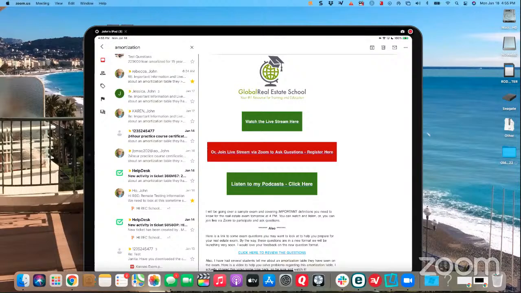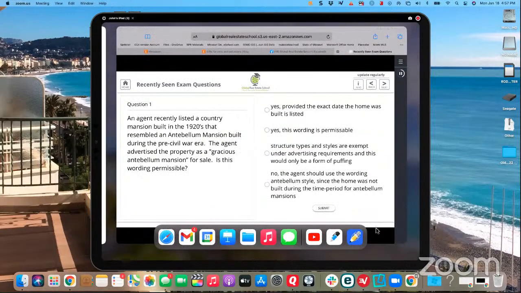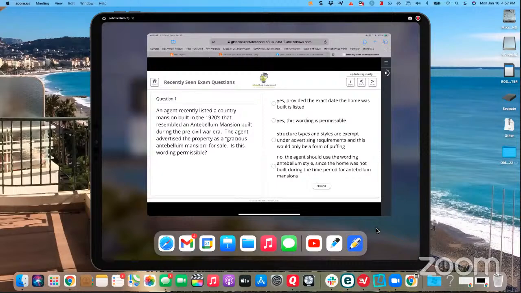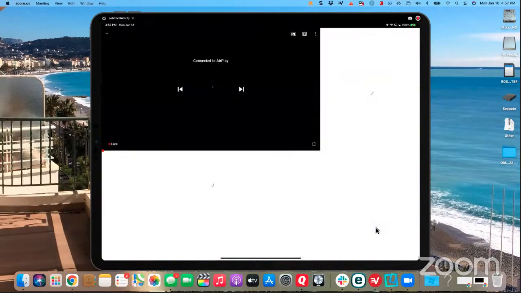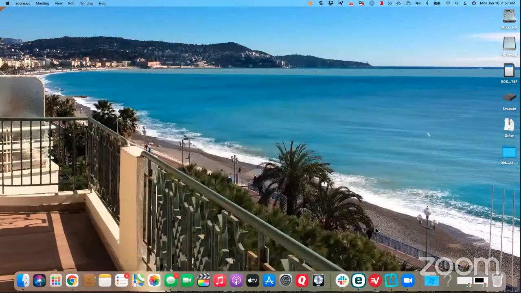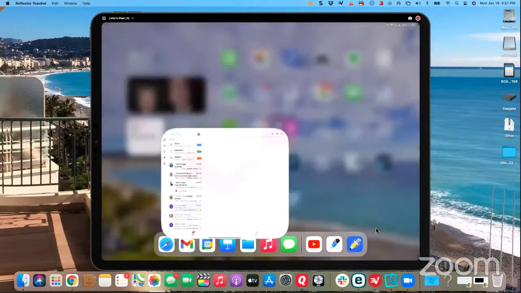Let me try to share that again. Hopefully you can see my iPad now. Can you all see it now? Hopefully you can see it now. In the email I sent out last night, oops, right here. Well, let's see.